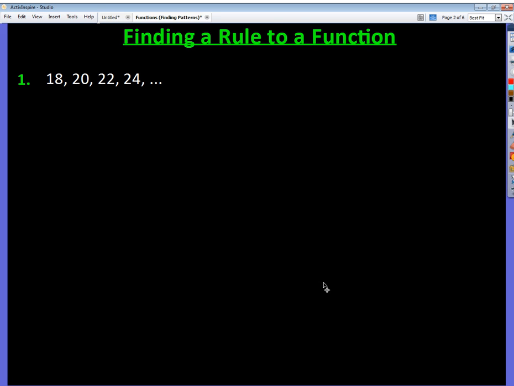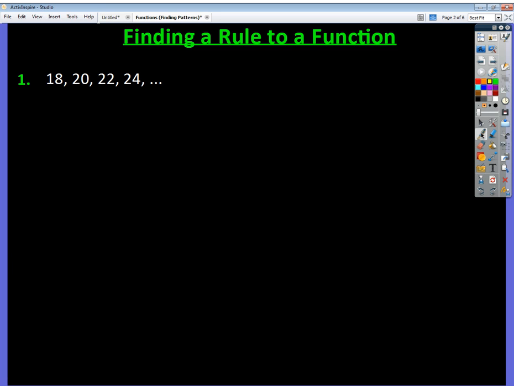Well, ladies and gentlemen, what we're going to take a look at now is functions from number patterns. With number patterns, we have to remember that these all do have a rule. They have a function, and we're going to figure those out.